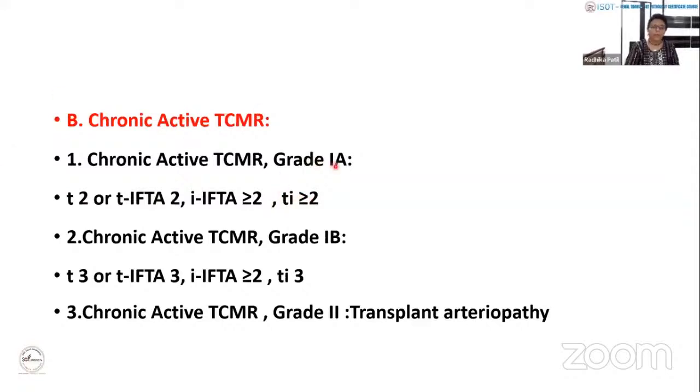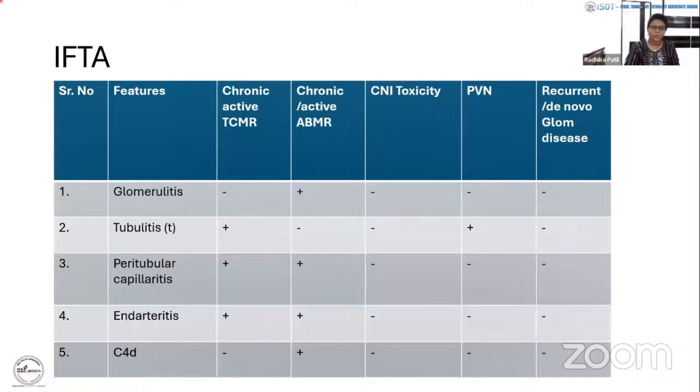So it starts with grade 1A, and when there is marked tubulitis, 1B, and grade 2 where the vessel is involved is sclerosing transplant arteriopathy. So whenever we see IFTA on an allograft biopsy, these are the possibilities we should think of: rejections, whether it is TCMR or ABMR, chronic or chronic active; CNI toxicity, polyomavirus nephropathy, recurrent or de novo glomerular diseases.